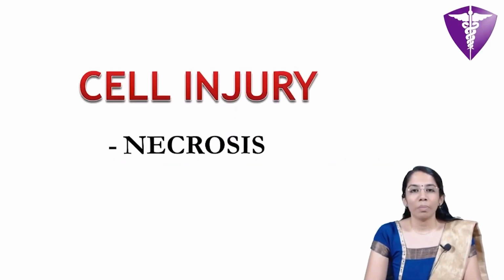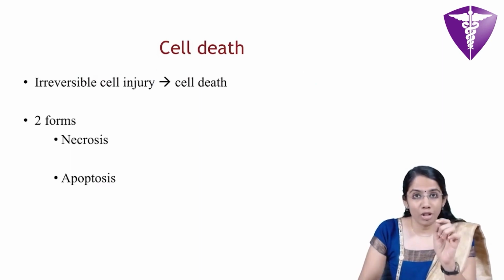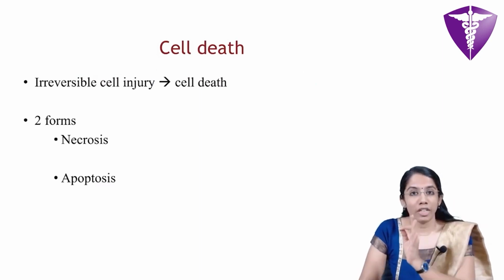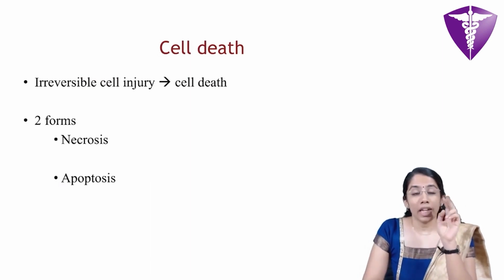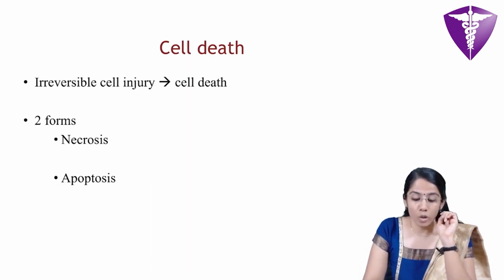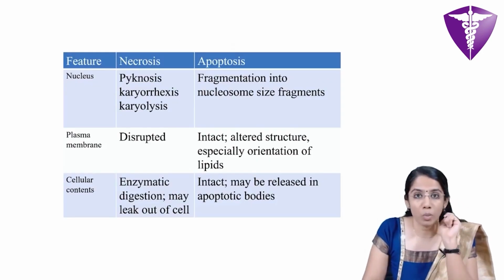Hello, today's topic is necrosis under the chapter cell injury. So, we know that irreversible cell injury eventually, after a certain point, results in cell death. Cell death is mainly of two types, necrosis and apoptosis. We will first see the differences between these two.